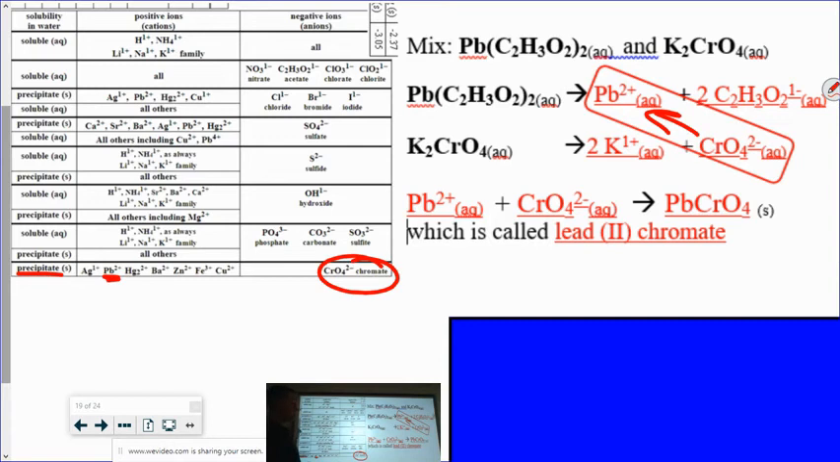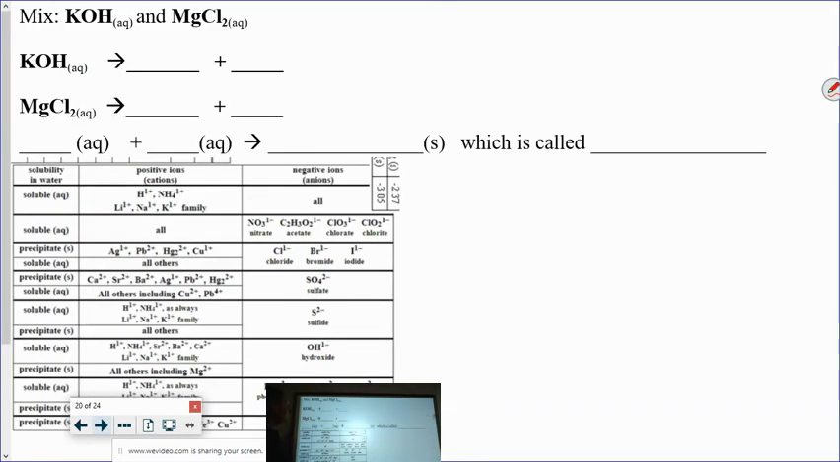So again, pause the video, write down what you need to write down, check your answers. I'm hoping that you did this. All right, do this one on your own. Pause the video. So in this problem, we get potassium ions. Taking the charge right off the periodic table, you get hydroxide ions.